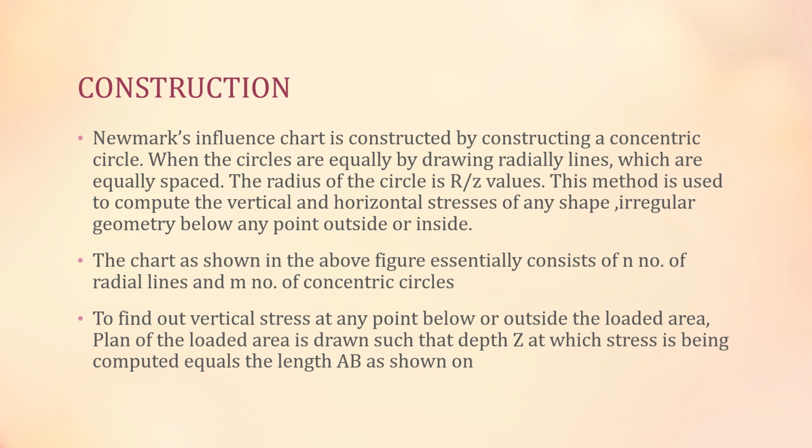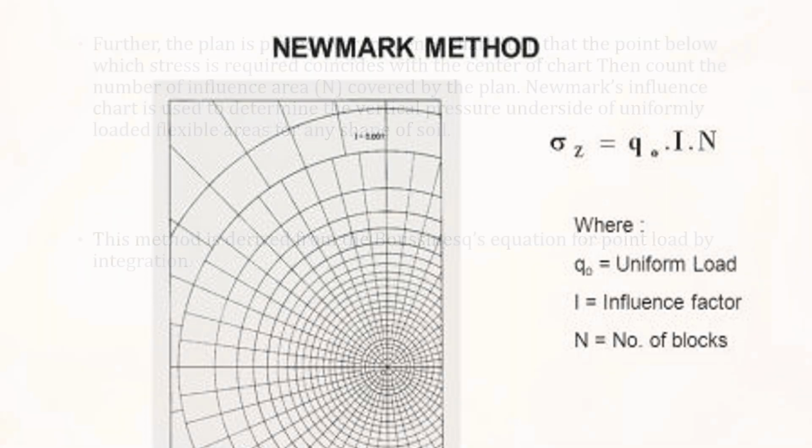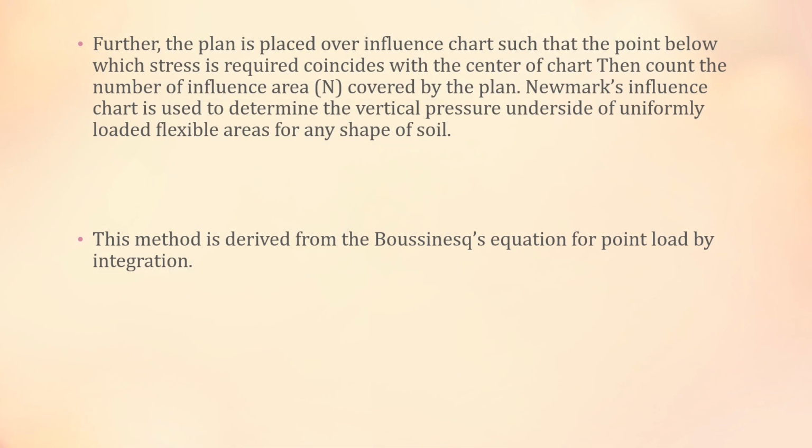To find the vertical stress at any point below or outside the loaded area, the plan of the loaded area is drawn such that the depth z at which stress is being computed equals the length AB, as shown in Newmark's method. So this is the diagram. Further, the plan is placed over the influence chart such that the point below which the stress is required coincides with the center of the chart. Then count the number of influence areas covered by the plan.